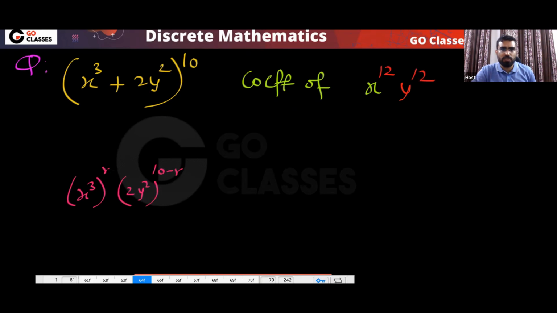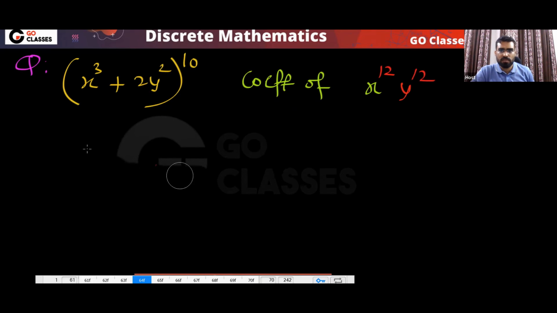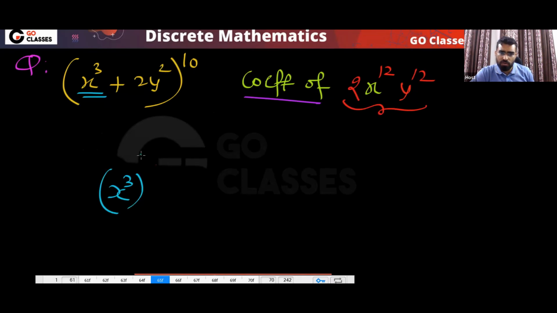Tell me the answer for this. What is the coefficient of 2x power 12, y power 12? What will be the answer? First of all, you want x power 12. If you want x power 12, then you need its power 4. Its power 4 you want.